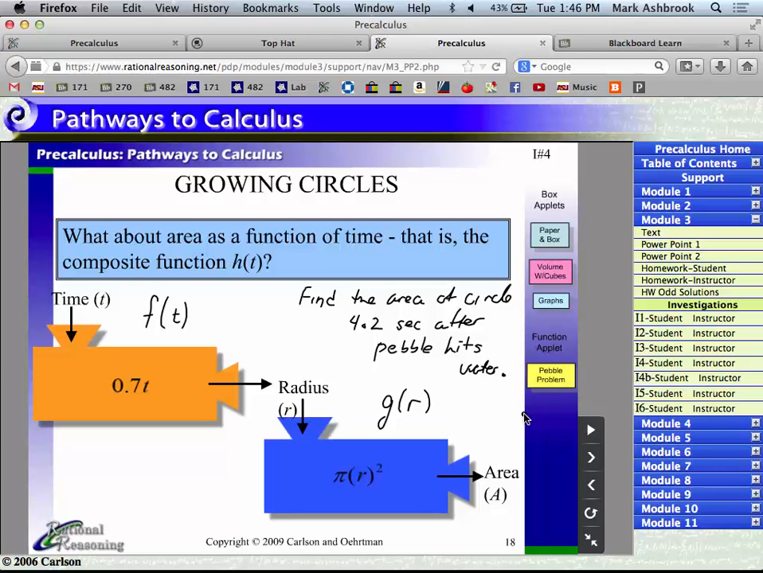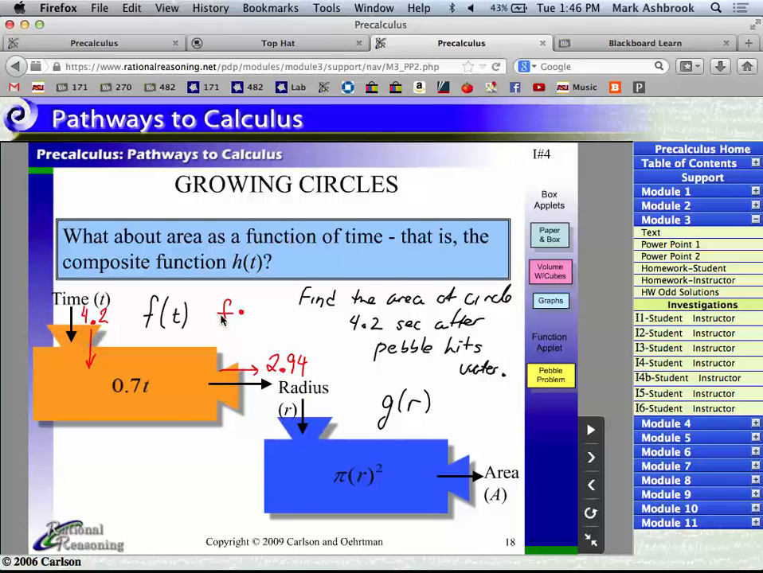Okay, Christian, talk me through it. Sorry, I was writing something. Okay. Make sure you do it next time. Omar. So basically, first of all, f of t is equal to 0.7t. So just plug in 4.2 for t. So we're putting 4.2 in here. So 4.2 times 0.7 gives you the radius, which is 2.94.